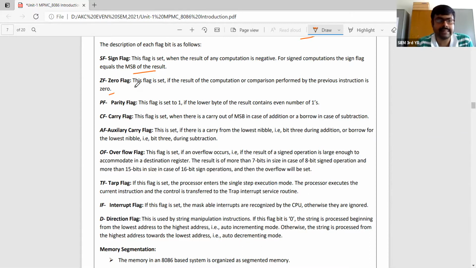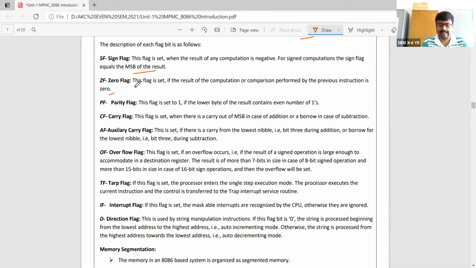Point number 3, that is called the PF. The full form is parity flag. This flag will be set to 1 if the lower byte of the result contains an even number of 1s. So we know what is the task of the parity.